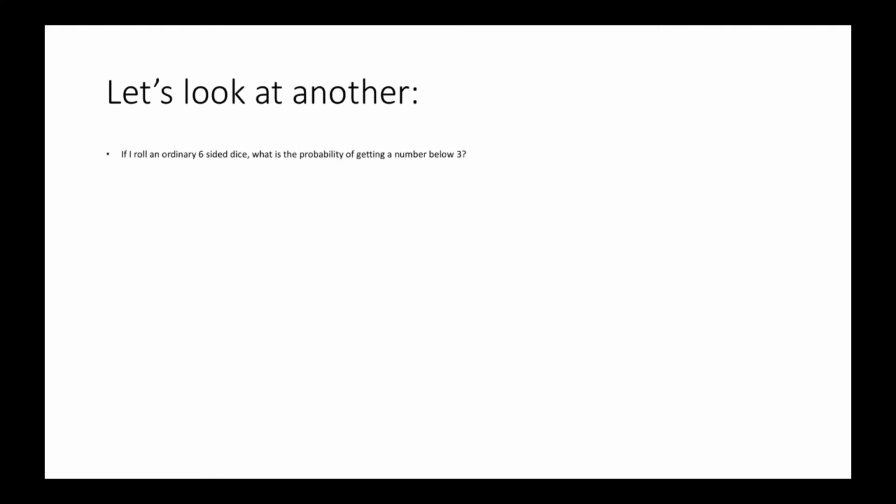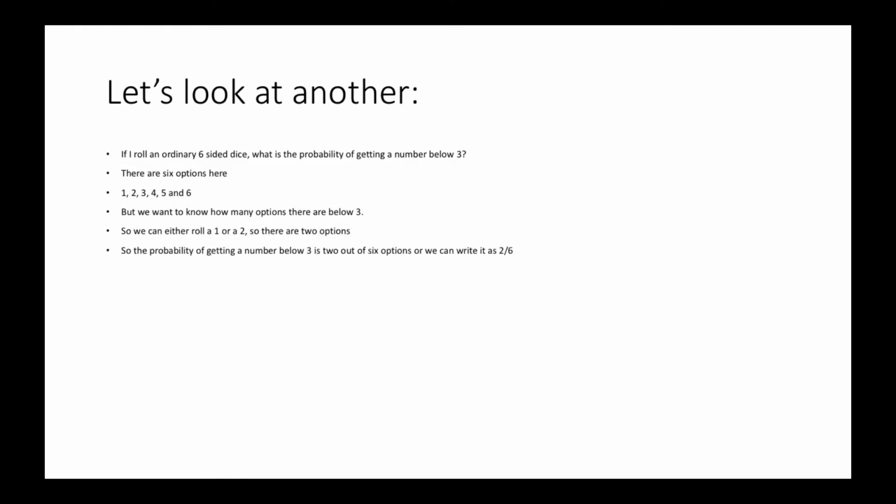Let's look at the other one. We said that if I roll an ordinary six-sided dice, what is the probability of getting a number below 3? There were 6 options, 1, 2, 3, 4, 5 and 6, and we wanted to know how many options there were below 3. We can either roll a 1 or a 2, giving us a probability of 2 out of 6 options, or 2 over 6. But we cancelled it down to a third, didn't we?